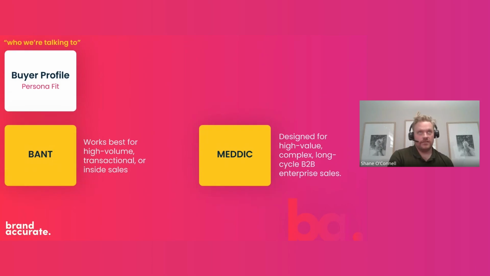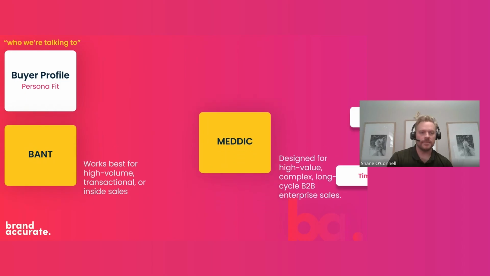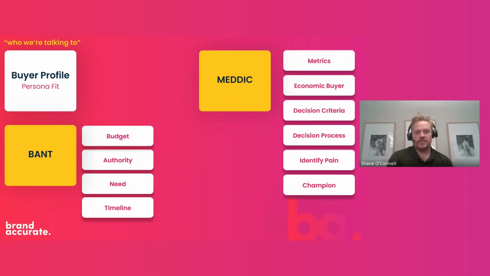Inside your tenant, HubSpot provides profiles which you could select different sales framing, which is around BANT and then MEDIC. When you're determining which one to choose from, BANT works best for high volume, transactional, or inside sales, and MEDIC is designed for high value, complex, long cycle B2B enterprise sales. So you have to determine which profile fits best for these sales qualification frameworks. If you haven't heard of these, they are essentially acronyms for the types of inputs that you would be providing to HubSpot.